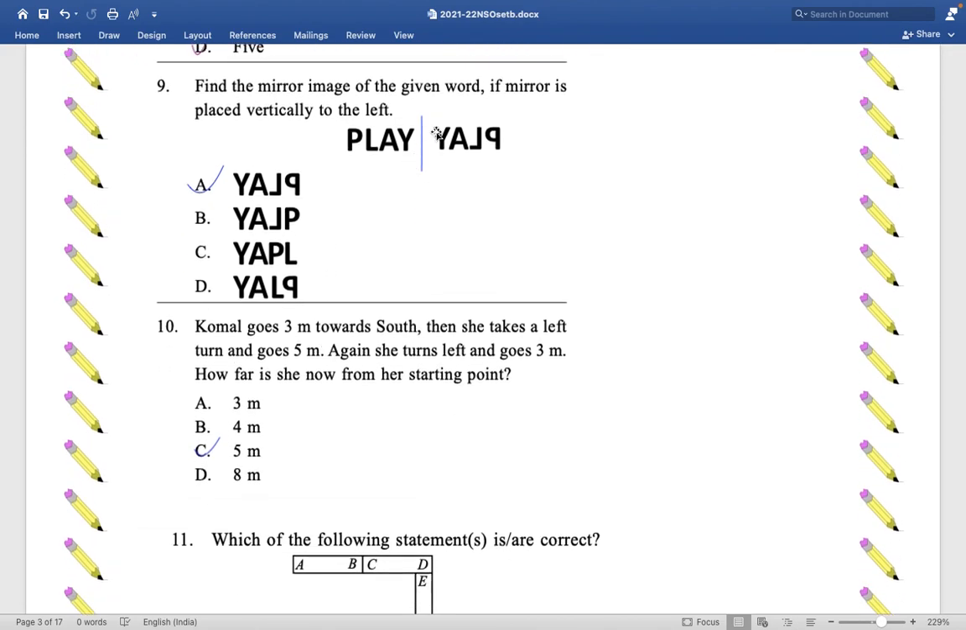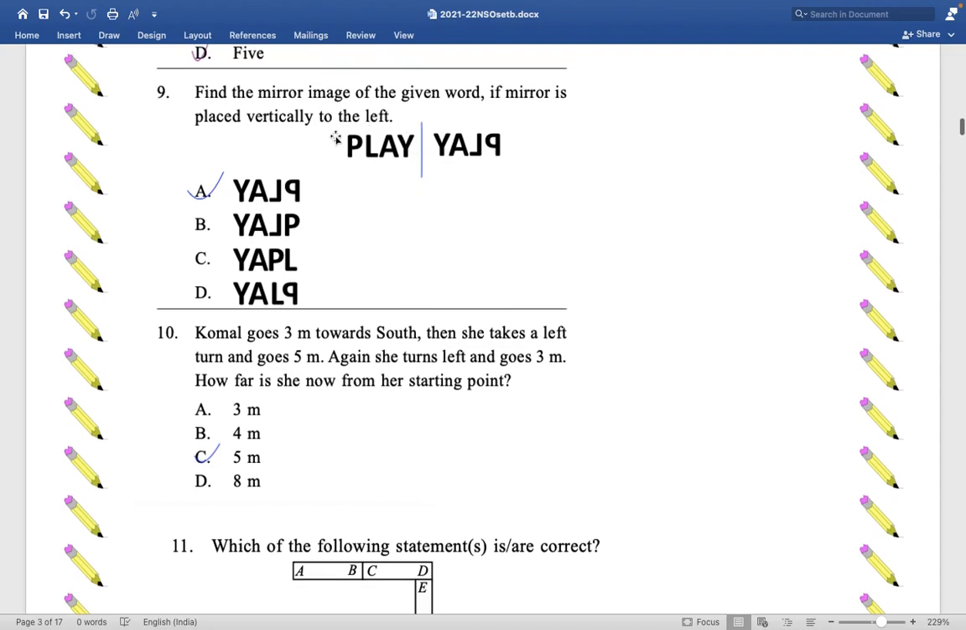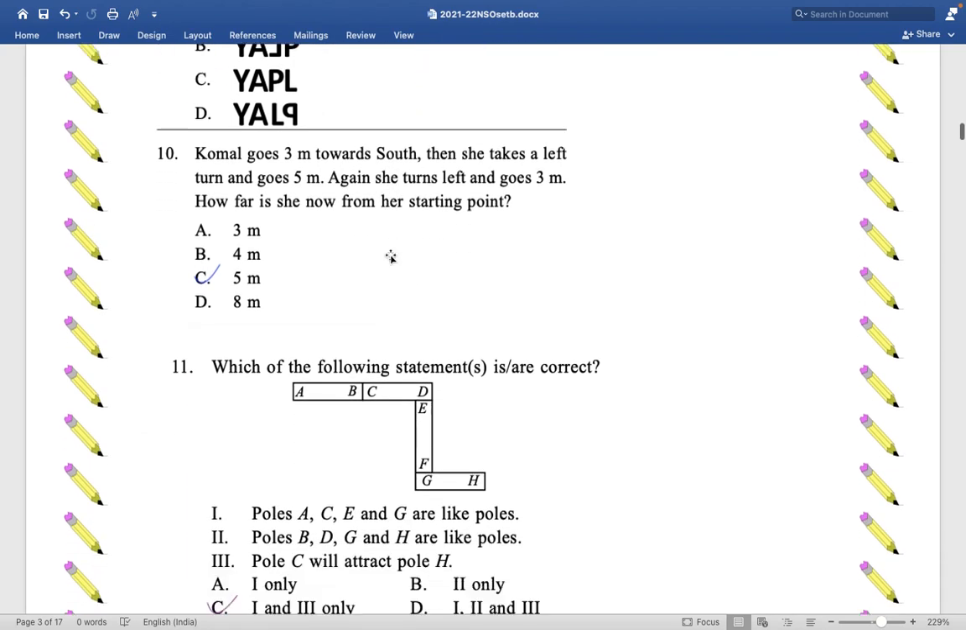In the 9th question, Y is closest to the mirror. So in the mirror image 2, Y is closest towards the mirror. L is facing towards the mirror. Here too, L is facing towards the mirror. So the same goes for the rest of the word. So we get A as the answer.